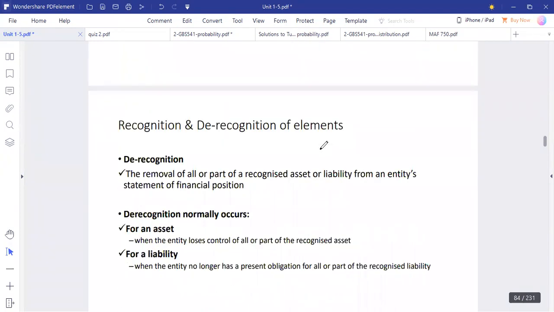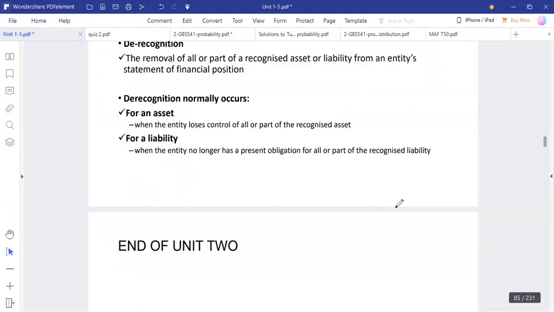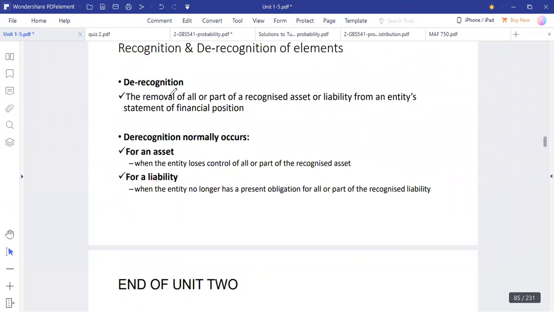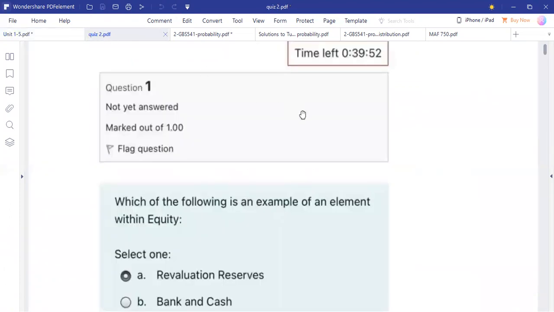So derecognition is actually the removal of all or part of a recognized asset from the entity, because of what I said above. It will normally occur when the entity loses control of all or part of the recognized asset. For a liability, we would derecognize it when there is no longer a present obligation for all or part of it. Sometimes this happens when a company wants to undergo a liquidation. So this is what this one was all about.